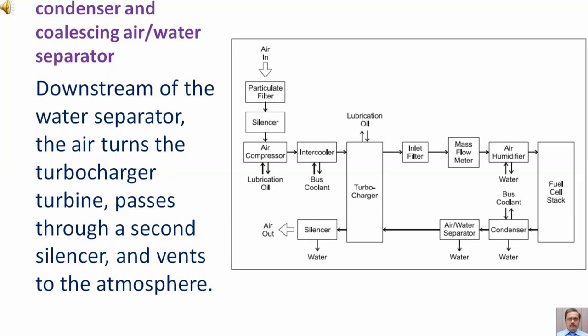Downstream of the water separator, the air turns the turbocharger turbine, passes through a second silencer and vents to the atmosphere.